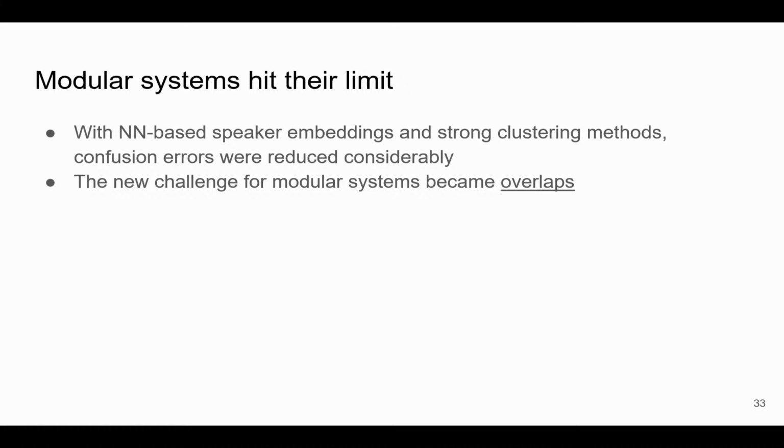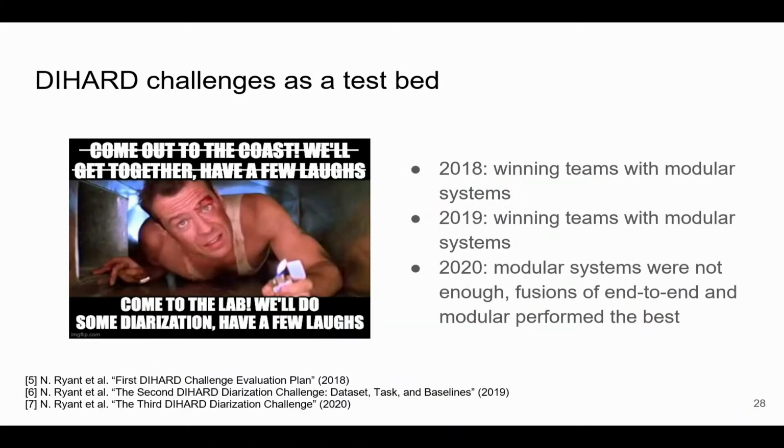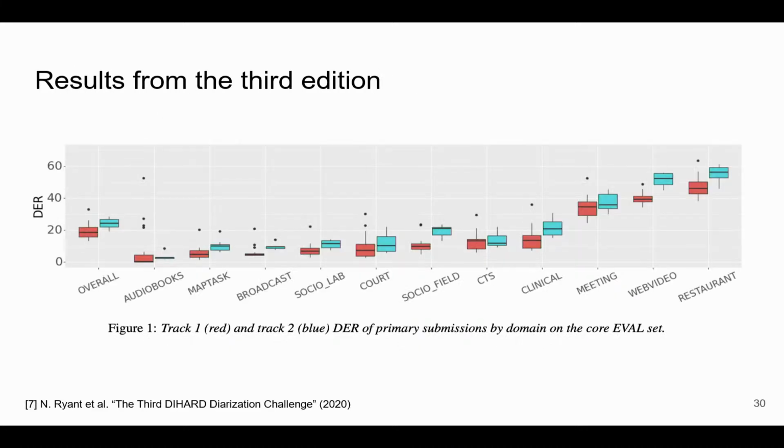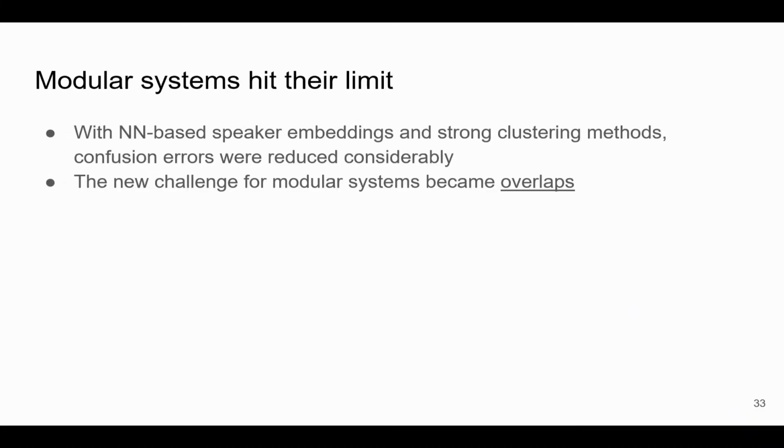About this time, in 2018 and 19, the winning teams had modular systems. These systems that we were discussing so far reached very good performance. They were the state of the art. But then in 2020, end-to-end models started to appear. Even though there was not a single end-to-end model that would perform great, they did well in scenarios where the modular systems didn't. So if you fused your systems, you could actually get some improvement, and that worked quite well, taking the best of both approaches.